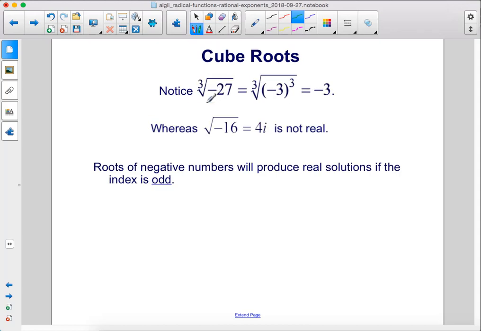Notice the cube root of negative 27 is negative 3, whereas the square root of negative 16 is 4i, which is not real. Roots of negative numbers will produce real solutions if the index is odd. So if we have an odd number here, we can have negative numbers, and that's all right.